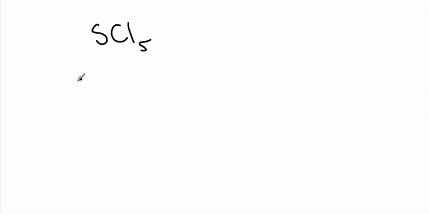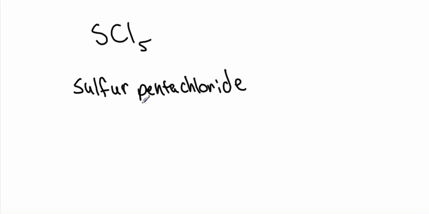We have 1 sulfur, so we're just going to write sulfur. If the first element has no subscript, there's just 1 sulfur, we don't put mono. We just write sulfur. You don't have to use mono with the first element. So we say sulfur, meaning we have 1, and then we have to say we have 5 chlorides. So that's pentachloride. Penta means 5.